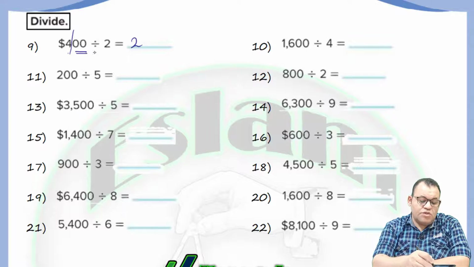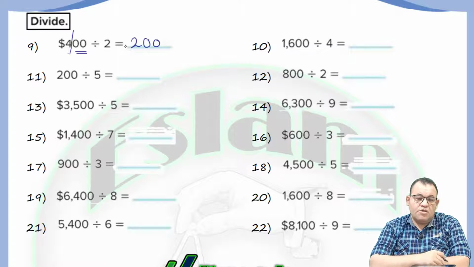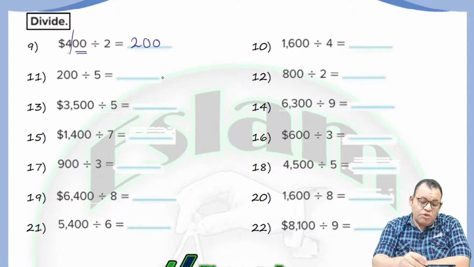Now still we have 2 zeros, so I will put the 2 zeros in the answer. So the answer will be equal to 200. Don't start from the right. Always start from the left. Now we have 200 divided by 5. Once you start from the right, you say we have 2 zeros, so I'll put the 2 zeros now.